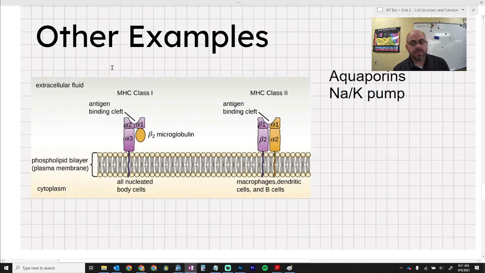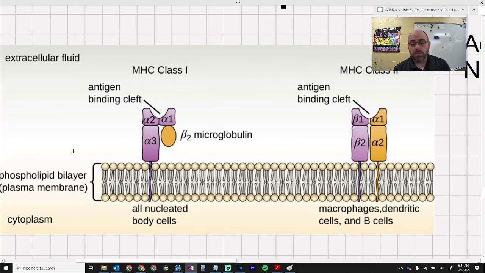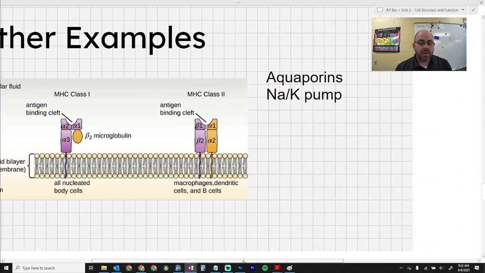And so very important in cellular chemistry as well. Some other examples that you'll see of these membrane proteins in particular, MHC class 1 and 2, these are immune proteins. They're used for cell recognition. And so you can see how they're sort of anchored here in the plasma membrane, and then they have this area that's on the outside of the membrane that is going to be more polar.